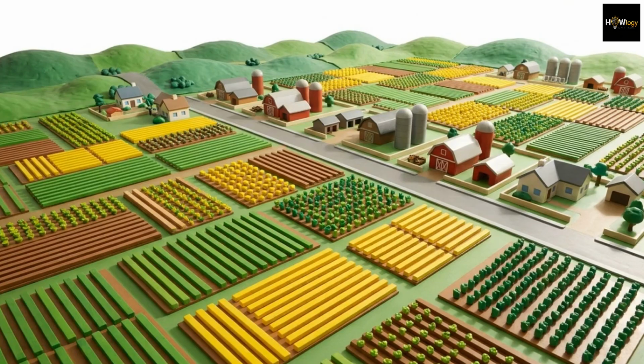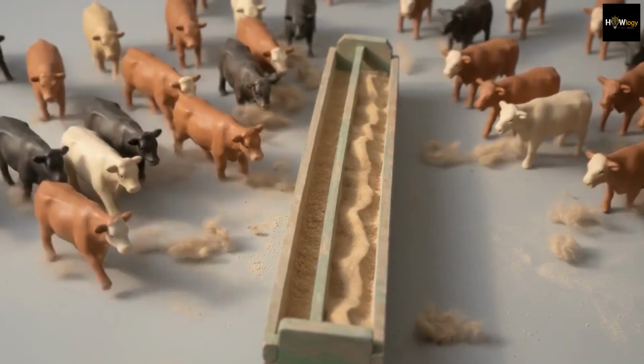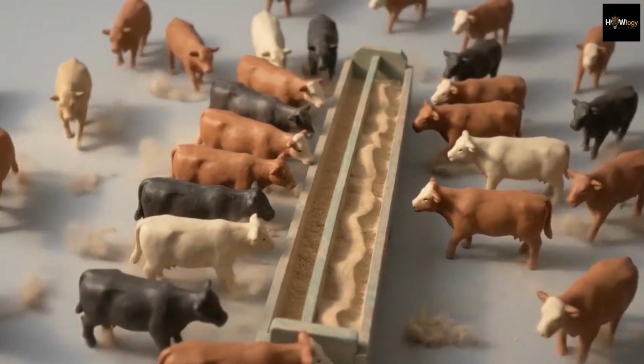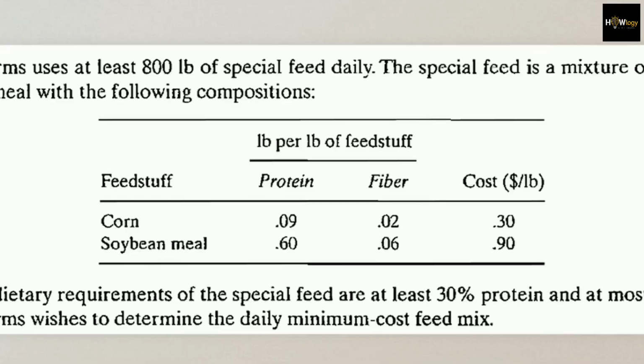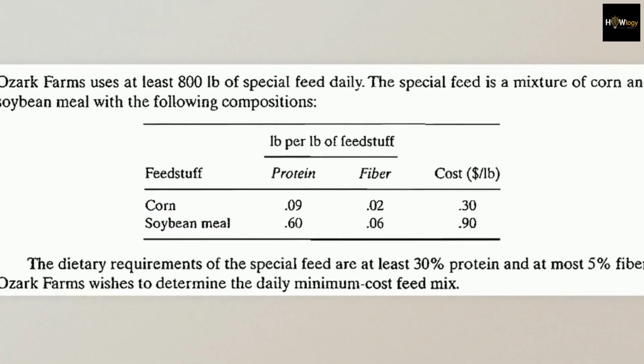This framework is equally powerful when the goal reverses. Take the case of Ozark Farms, where the objective isn't about making a profit off a product, but minimizing the daily operational costs of feeding livestock. This table breaks down the farm's feedstuffs. Corn and soybean meal each have distinct protein levels, fiber contents, and costs per pound. Reading the requirements at the bottom, the final mixture must contain at least 30% protein, but cannot exceed 5% fiber.